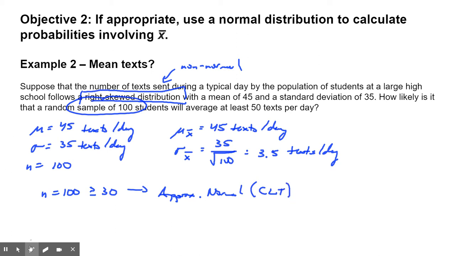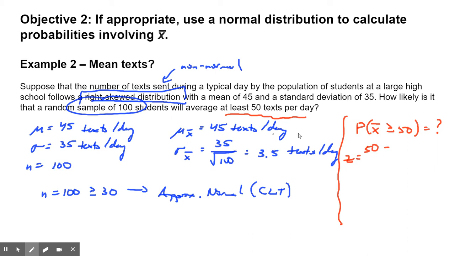Okay? So now we need to look at our probability statement, z-score, or standard normal distribution. So we want to find the probability. So how likely is it? That means what's the probability that we will average at least 50 texts per day. So we're trying to find the probability that our sample mean x bar is at least 50. That means 50 is the smallest, but it could be more. That's greater than or equal to 50. That's our probability statement.